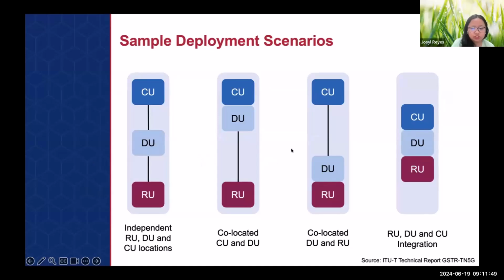So this is the high layer split, this is the low layer split only. For the high layer split, this one is integrated, so it can be all together in one block. It's just a one-product solution. So this is the one-product solution, two-product solution, two-product solution, and then the three-product solution.